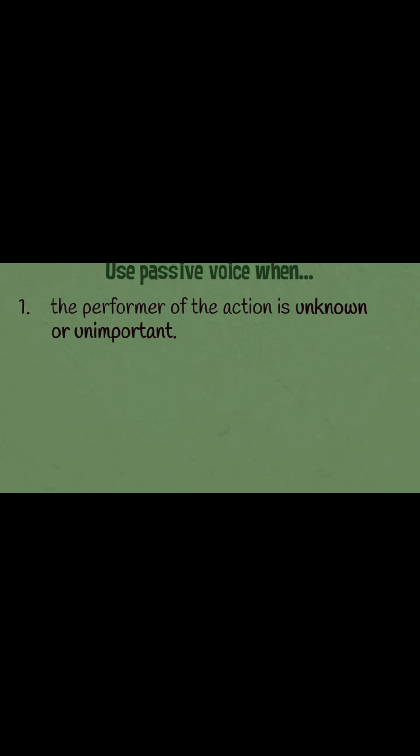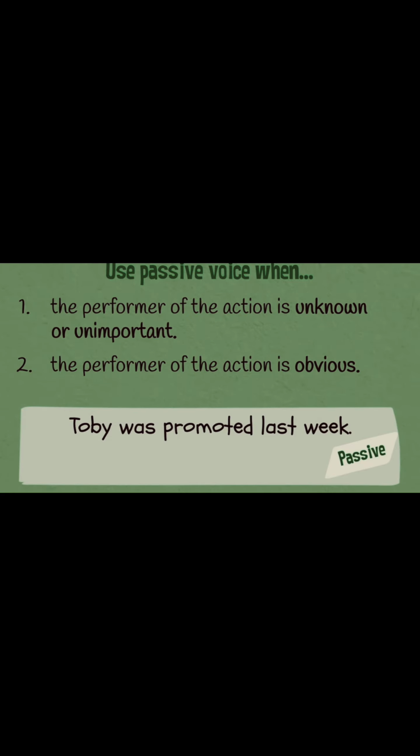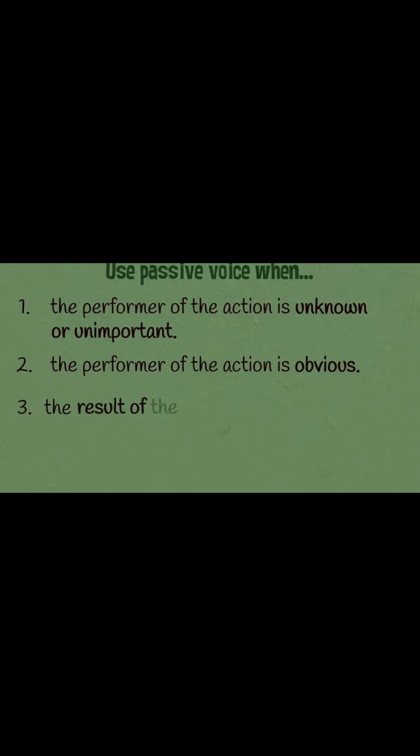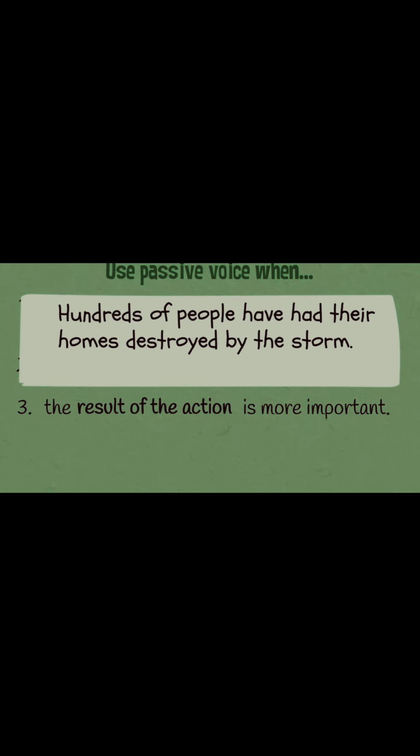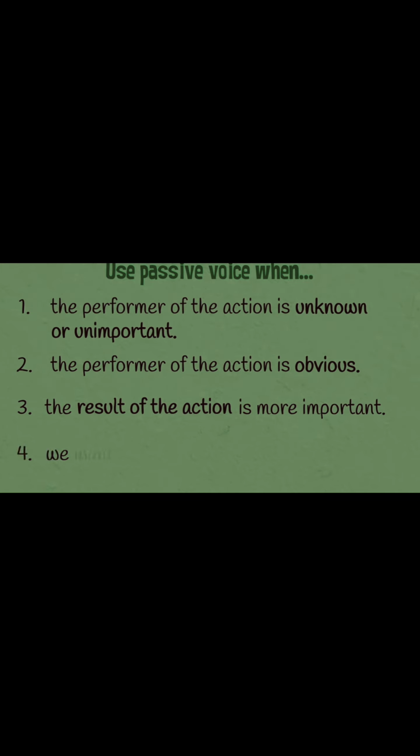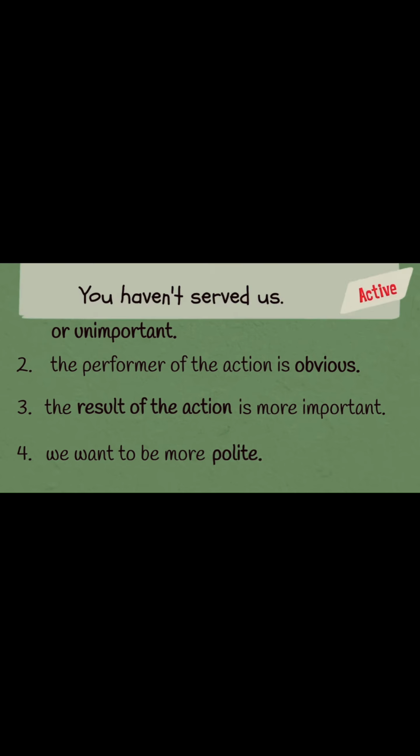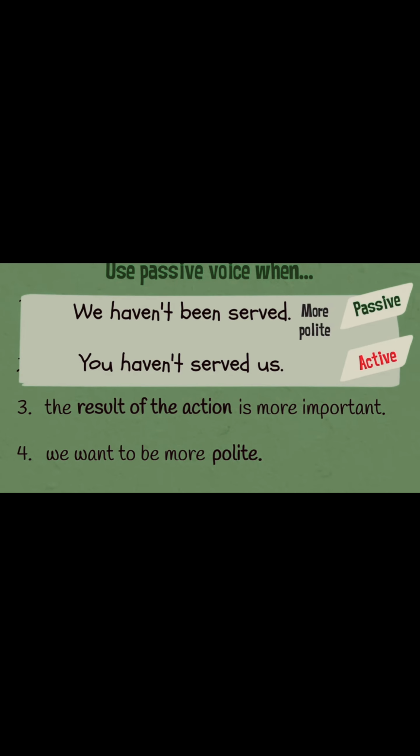We often use passive voice when the performer of the action is obvious. Here's an example. Toby was promoted last week. Toby, the subject of the sentence, is receiving the action. Who performed the action, promoting him, is not stated because it's obvious it was his boss. We choose passive voice when the result of the action is more important than who or what caused the action. An example. Hundreds of people have had their homes destroyed by the storm. Passive voice focuses on the result of the action. Passive voice can be used when we want to be more polite. As an example, we haven't been served is more polite than you haven't served us.